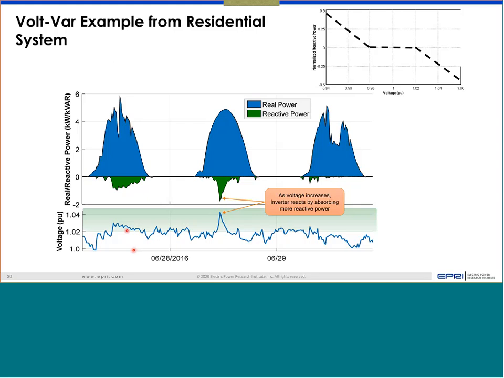So there are two points I wanted to highlight here. VOLVAR absorbs or injects VAR only when voltage goes outside the deadband, and this is an example for three consecutive days. The other thing you're seeing is that here the voltage did not exceed the limit, but there is still some reactive power absorption. What is that actually for then? Any answer?